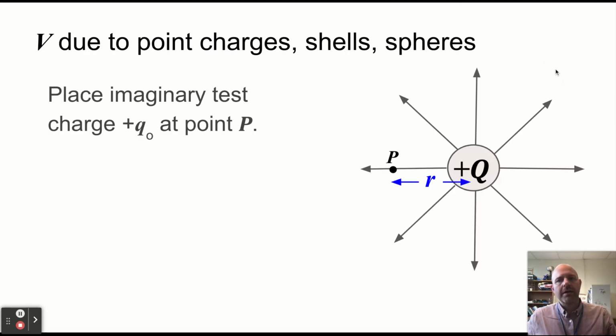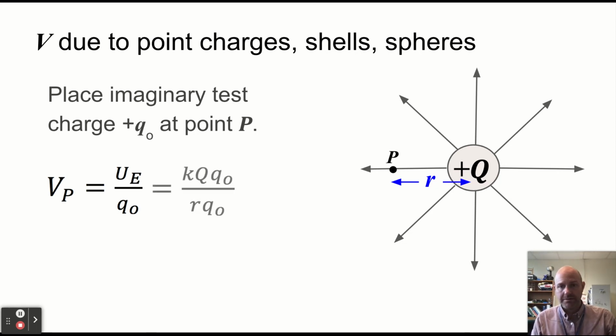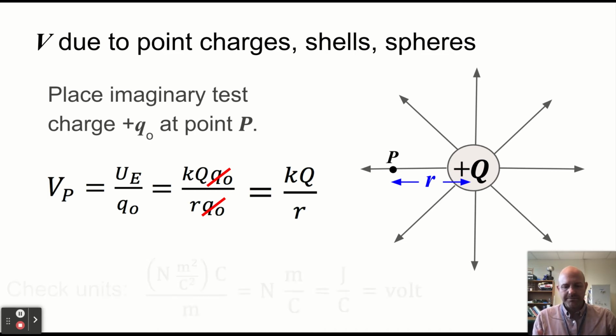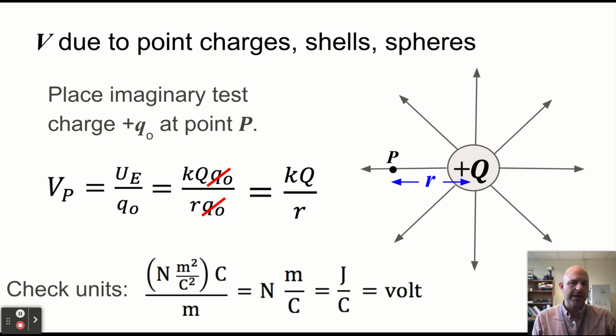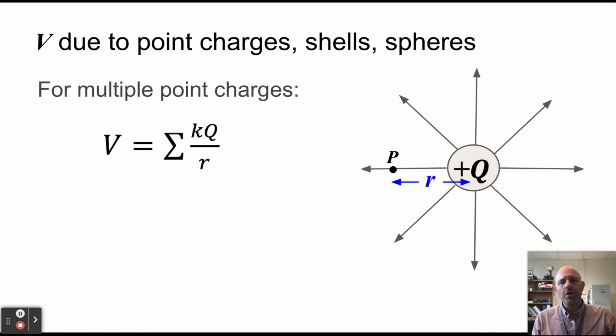So when we start with a point charge, positive Q here, and we're looking at a point in space near it, we already know that if we were to bring in a positive test charge, we could calculate the electric potential energy, and then we could divide out that test charge to get the potential at that point. It's kQ Q naught over R, and that Q naught would cancel out. And so it's relatively simple for a point charge. We can check the units, we get a volt or a joule per coulomb, which is exactly what we expect for potential. If you have multiple point charges, you simply add up this effect for all of them.